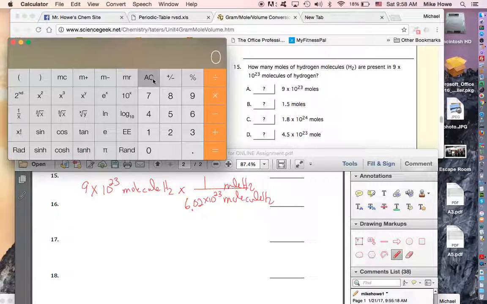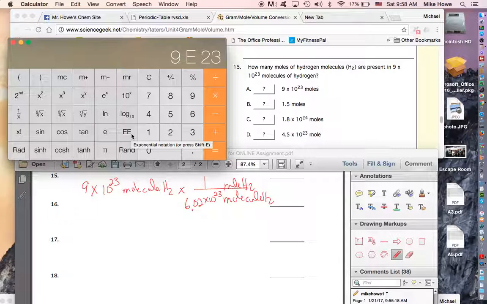All right, so here we go. We have 9. See how it says times 10? Do not type in times 10. Say 9 EE 23. Now on your iPhone, when you hit the EE key, it only highlights it. It doesn't show up like here. It showed up E whatever on your iPhone.